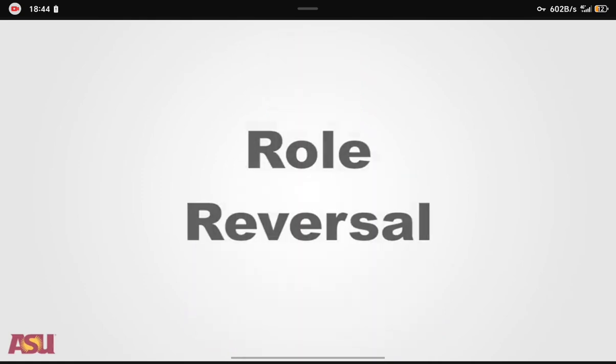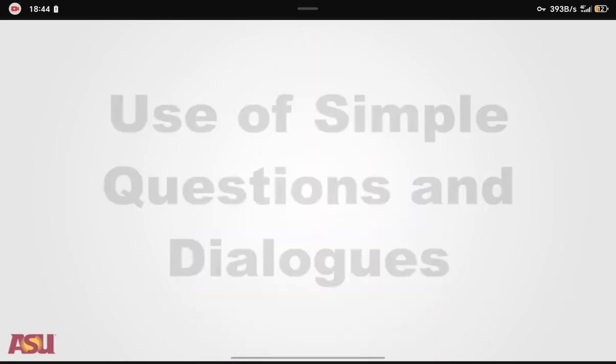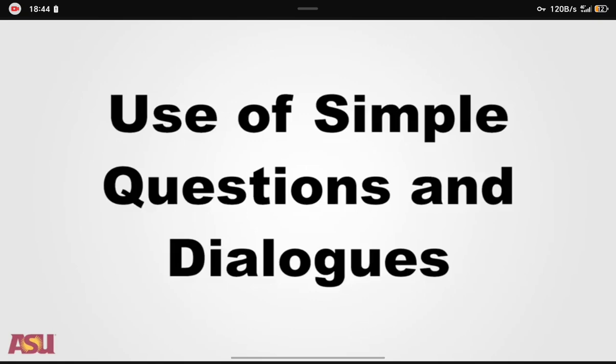Role reversal. Once students have learned enough during their silent period and are ready to begin speaking, you can have those students assume the role of the teacher by having them give commands to the other students and the teacher. This gives them an opportunity to speak using language they already know and to feel successful when their classmates execute the commands they were given as expected. Use of simple questions and dialogues.